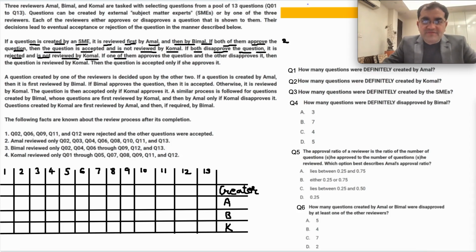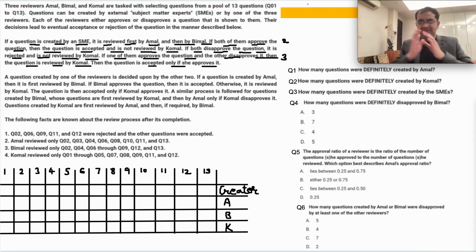In the case of a subject matter expert, two people will be looking at the question. Either both will approve or both will disapprove. But if one of them approves the question and the other disapproves of it, then Komal will see it. And in this scenario, all three people will see it. Then the question is accepted only if she approves of it. So let's understand this. If one of them approves and the other disapproves, then Komal will see it. So all three people will see it. Now everything depends on Komal. One of these two approved, one disapproved. If Komal approves, accepted. If she disapproves, rejected.